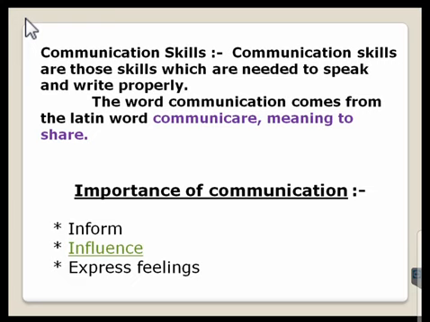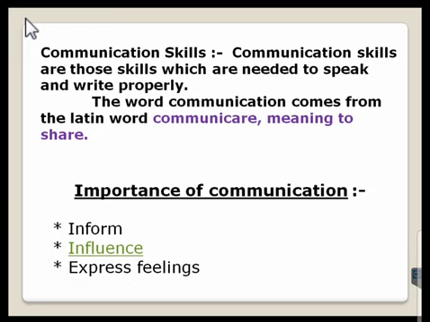Now, importance of communication. There are 3 important things. First, inform. Second, influence. Third, express feelings. First one, inform. You may be required to give facts or information to someone, like communicating the timetable of an exam to a friend.